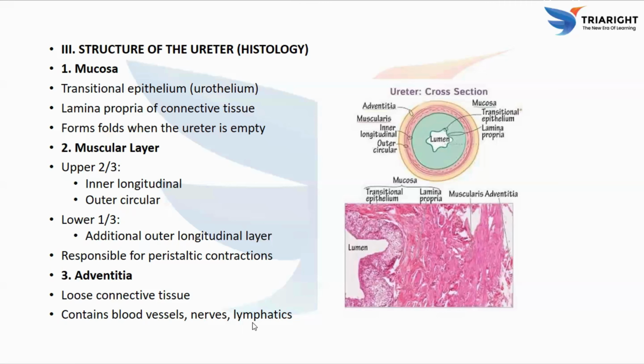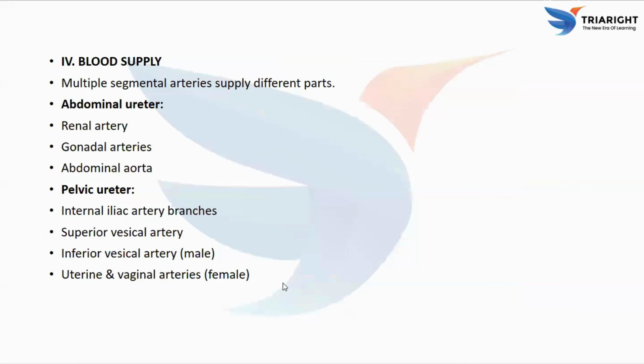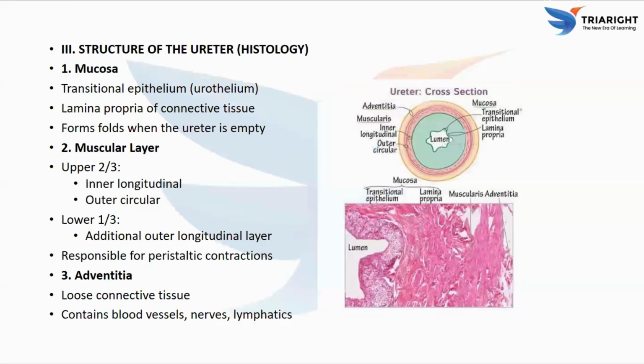The third structure of the ureter is the adventitia. It is made up of loose connective tissue, which helps to anchor the ureter to nearby structures. What does this contain? Blood vessels, nerves and lymphatics. So what is the function of the adventitia? It supplies nutrients to the ureter and also provides stretch and movement.